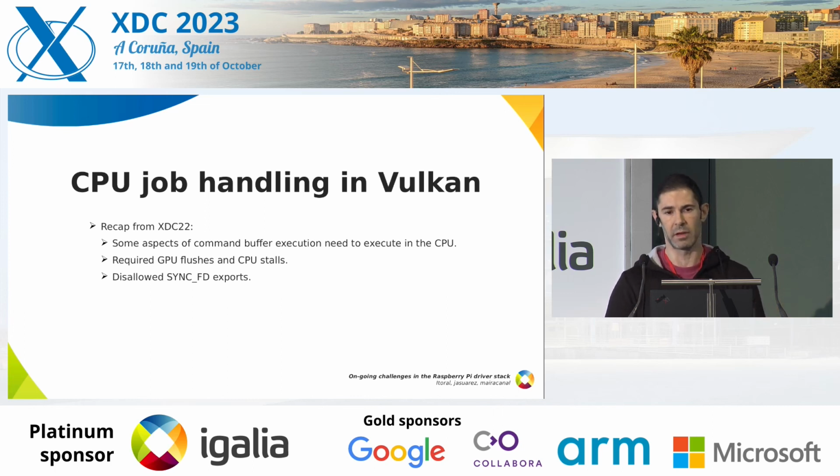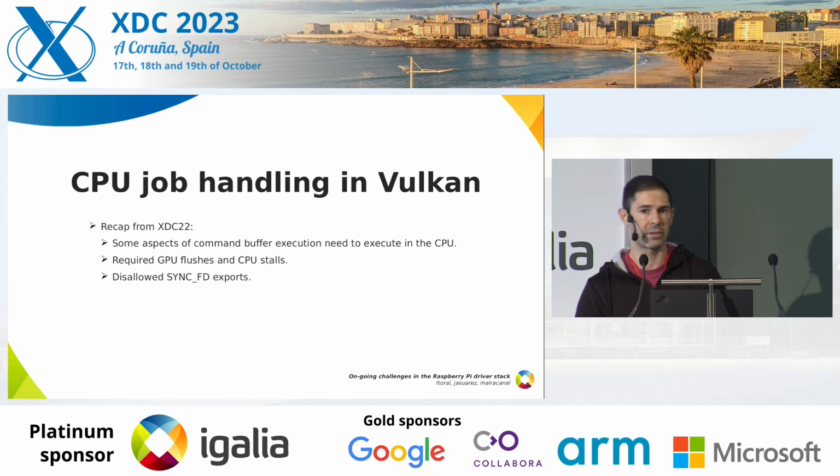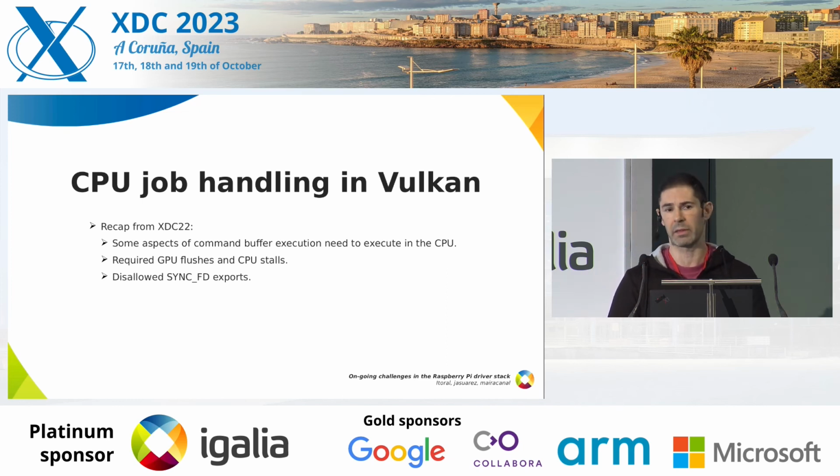If you were at XDC last year, one of the pain points that we had in the Vulkan driver was that the view Vulkan has, where everything executes on the GPU, is not really how it happens for Raspberry Pi. So we need some level of CPU participation in some things. The way we were handling this in the driver was really terrible, because it was basically all handled on the user space side, and this caused some problems. Particularly, we couldn't implement things like syncfd exports because of that.